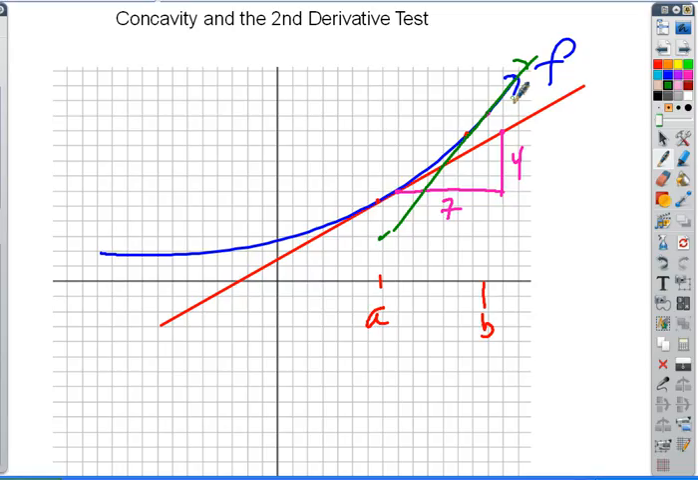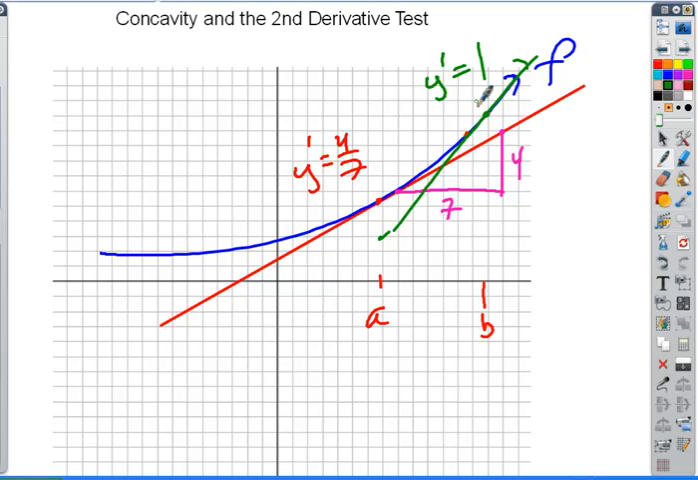So if we attached a number, at this point right here, the slope of the tangent line, or let's use the derivative, let's write it like this: at this point right here, y prime was equal to 4/7, but let's say right here it's about 1. So it's gone from 4/7 up to 1. Right? The slope is increasing, so the rate of change of slope is increasing.